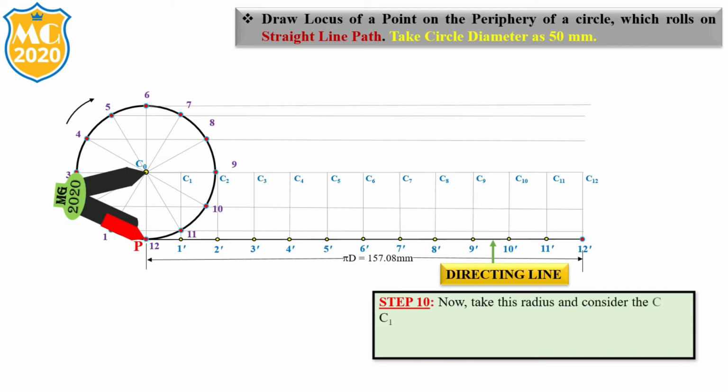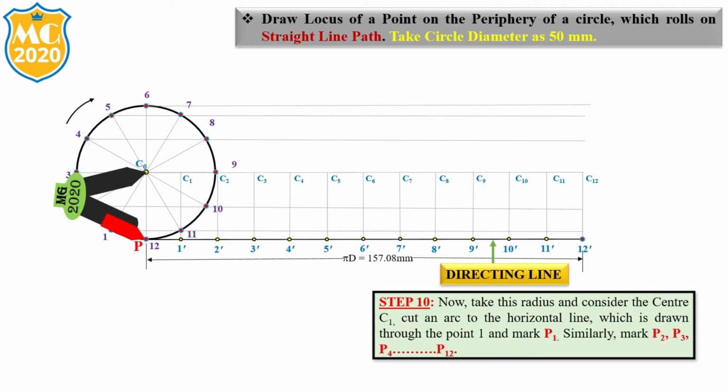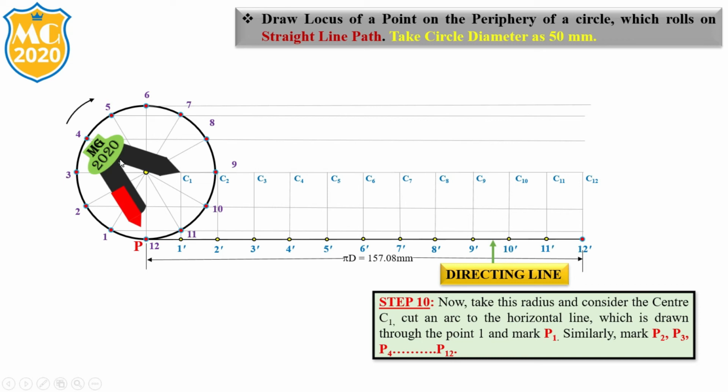Step number 10. Now take this radius and consider the center C1. Cut an arc to the horizontal line which is drawn through the point 1 and mark P1. Similarly mark P2, P3 up to P12. So here we have to consider C1 as the center and cut the line first. See, it's very simple. Okay, so this is our center. Now we have to cut the line 1 here. Okay, so this is our point 1.